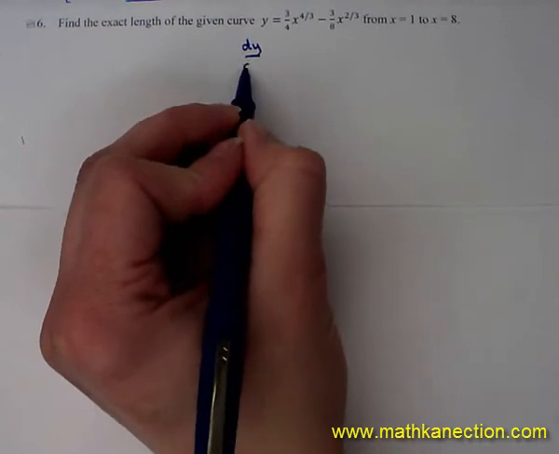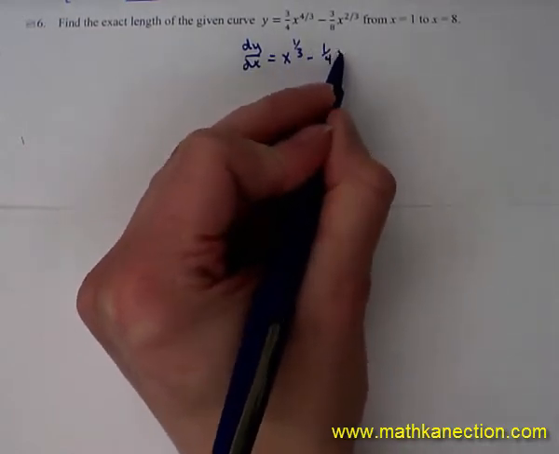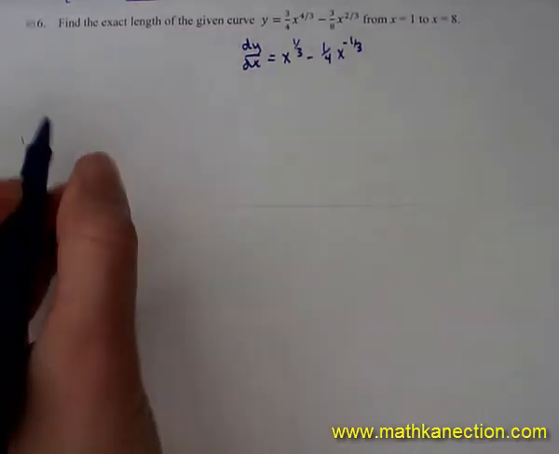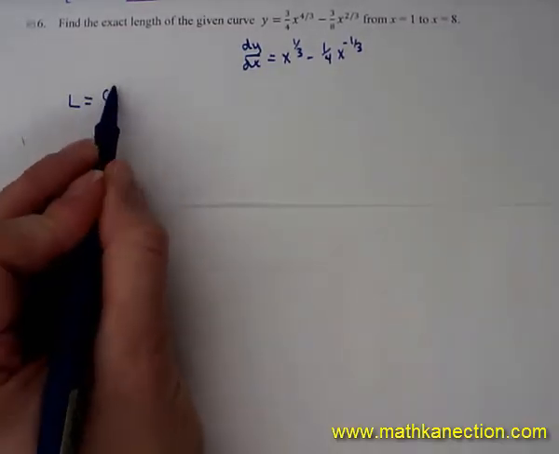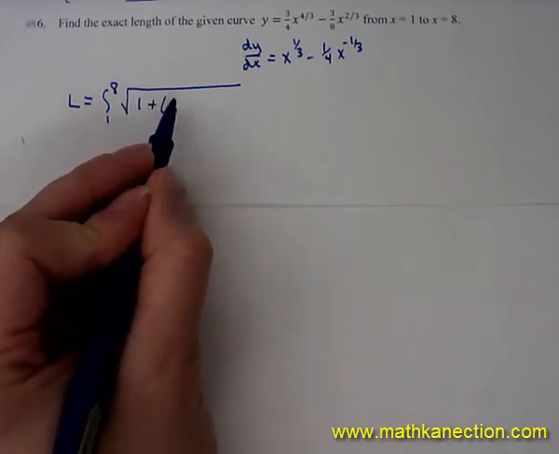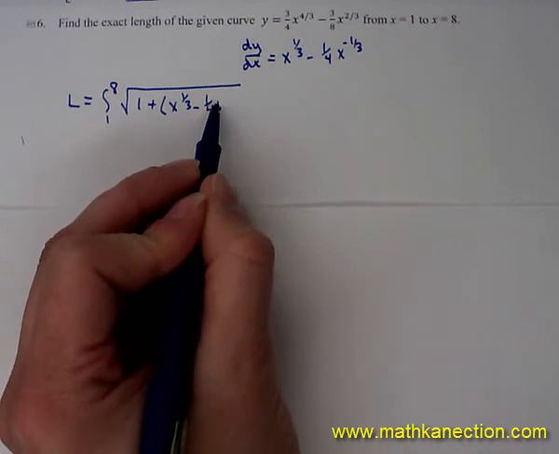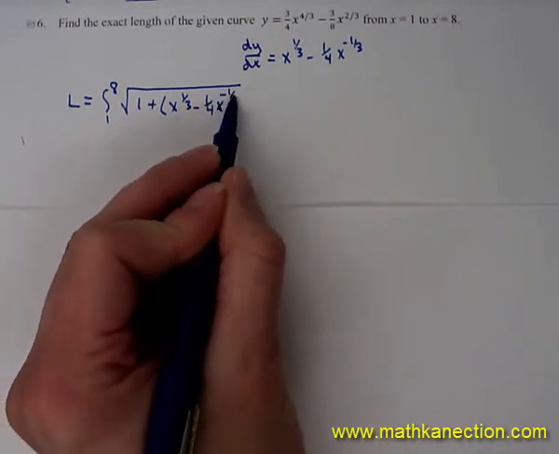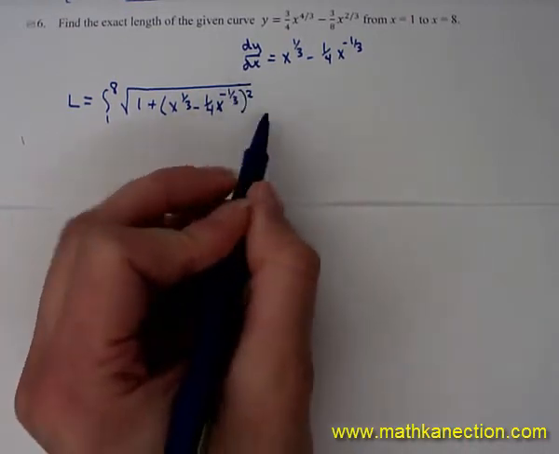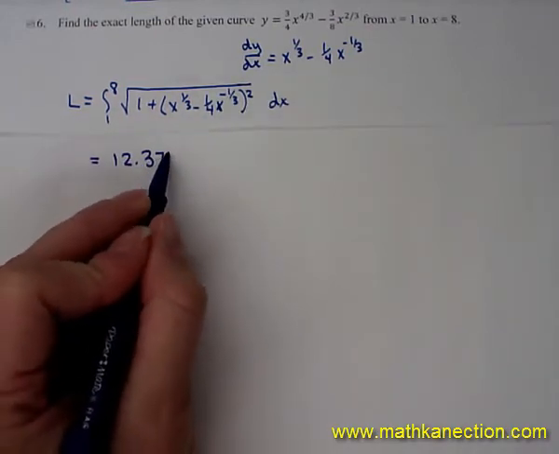To find the exact length of the curve, we need the derivative with respect to x, which is x to the 1/3 minus 1/4 x to the negative 1/3. So the length of the curve is equal to the integral from 1 to 8 of the square root of 1 plus dy/dx squared. Since it's a calculator question, we can just type that value into our calculator. We get the answer of 12.375.